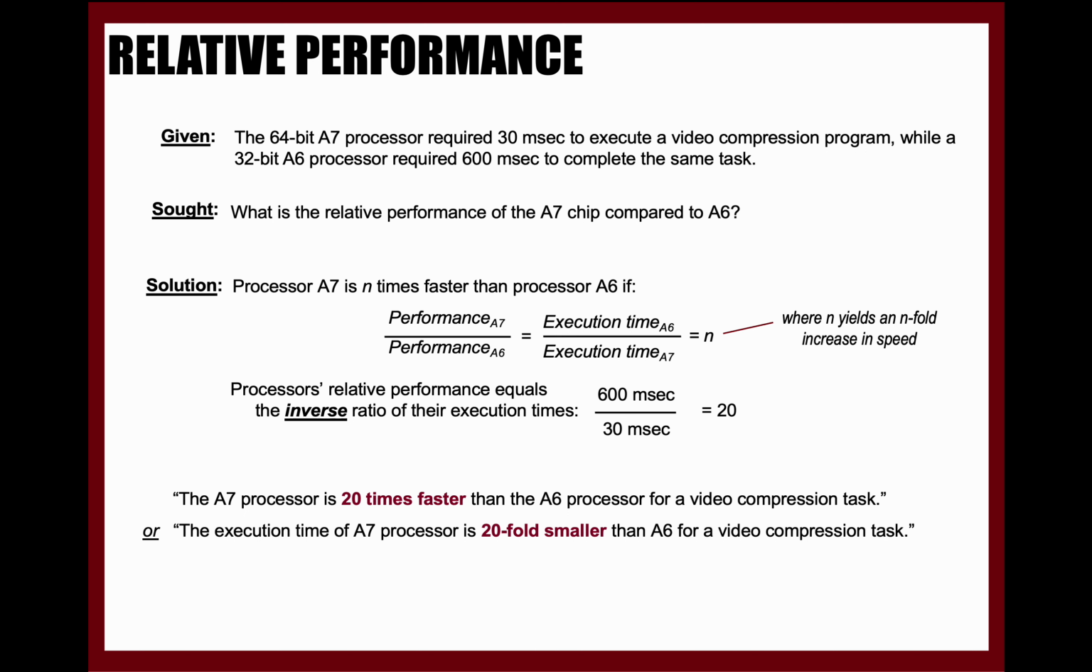Alternatively, we can also state that the execution time of the A7 processor is 20-fold smaller than that of the A6 processor for the same task. In summary, relative performance provides a comparative metric to determine the speed difference between the two processors, allowing users to make informed choices based on their requirements.